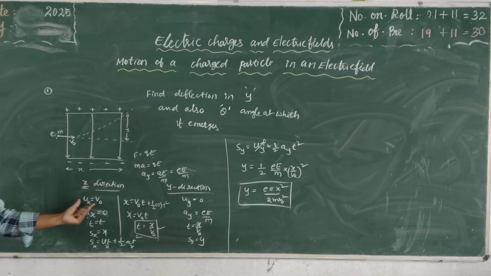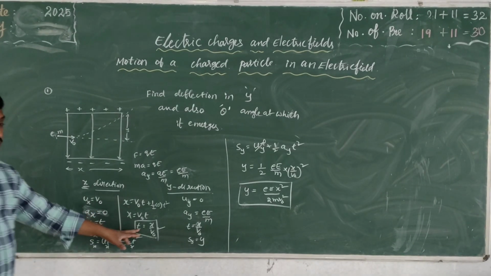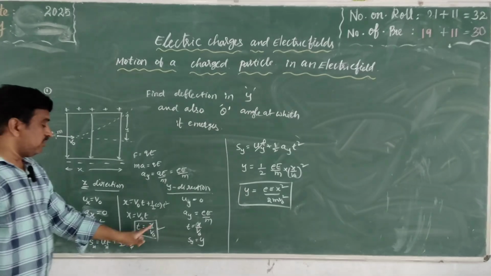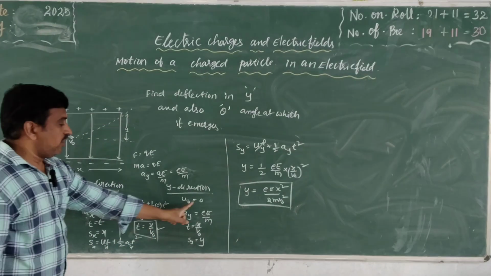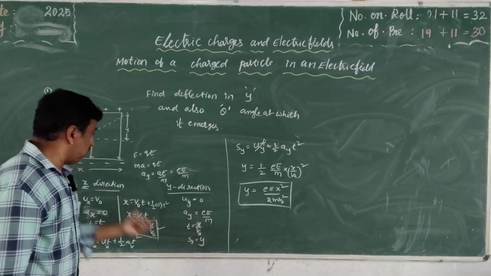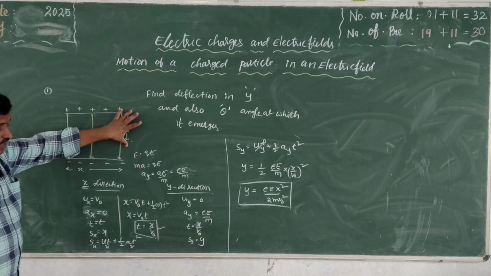In the x direction we can write ux, ax, t equal to t, sx equal to, and from that we can find out the time taken from here to here. So that time is x by v naught. Along y axis, y direction, uy equal to 0, ay is E by m, t equal to x by v naught. What is the time taken from here to here? The same time, that's why x by v naught.